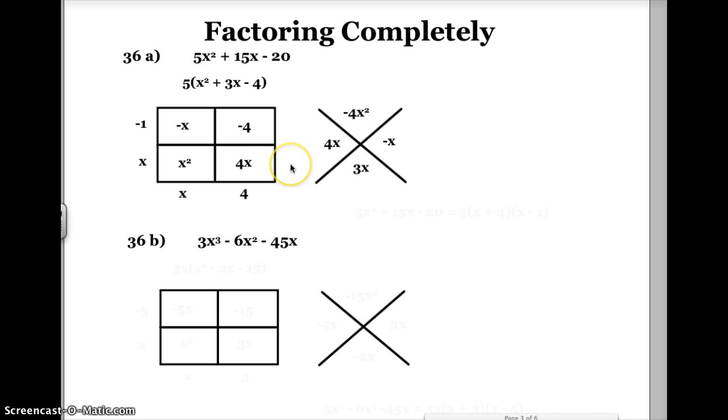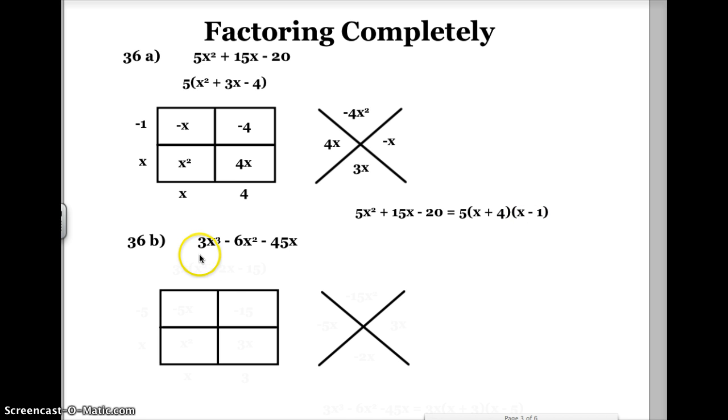Now to factor this completely, some of you may be tempted to write just x plus 4 and x minus 1. But I can't forget that 5. So when I factor this completely, 5x squared plus 15x minus 20 is going to be 5 times x plus 4 times x minus 1. Let's try another one and see how we do.